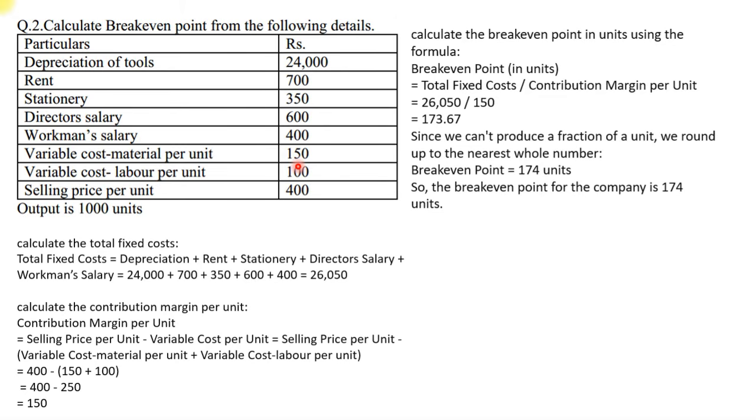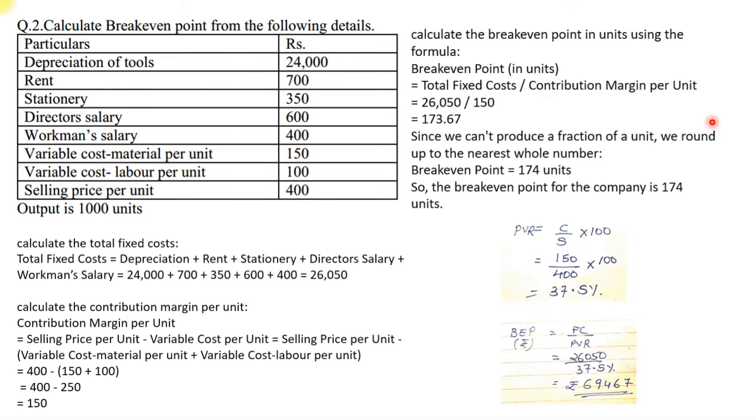Now, this is from the unit point of view. If we need to find the break-even point in rupees, we first need to find something called the profit volume ratio, also known as PV ratio. The PV ratio formula is contribution upon sales into 100. Contribution was 150, selling price is 400, into 100, we got 37.5%. Once we get the PV ratio, we can now find the break-even point in rupees, where the formula will remain similar: total fixed cost upon PV ratio. So fixed cost is 26,050 divided by 37.5%, and we get the value as 69,467 rupees.